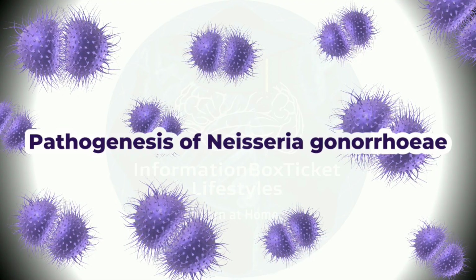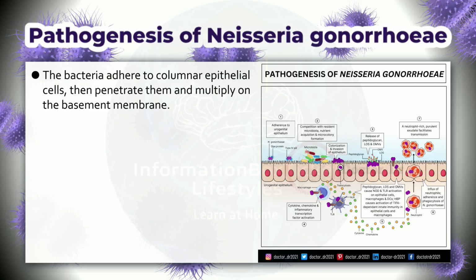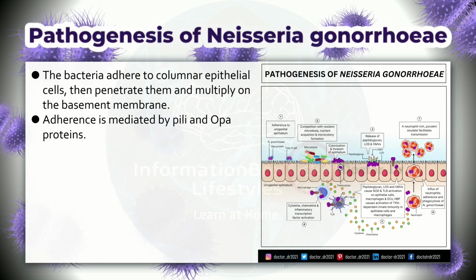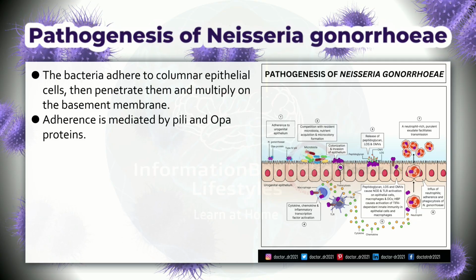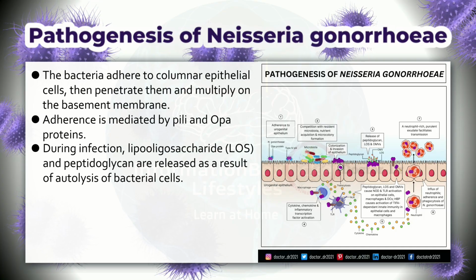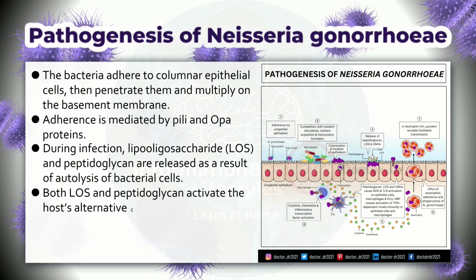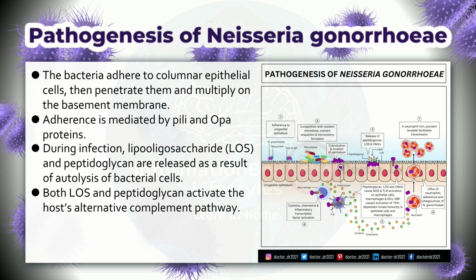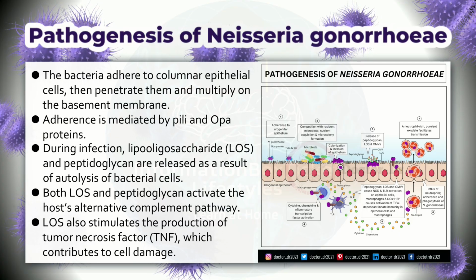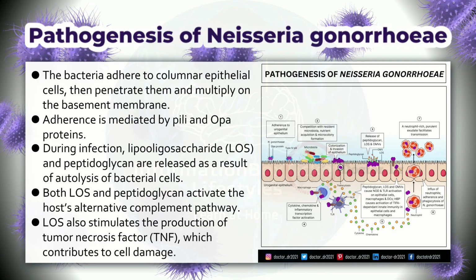Pathogenesis of Neisseria gonorrhoeae. The bacteria adhere to columnar epithelial cells, then penetrate them and multiply on the basement membrane. Adherence is mediated by pili and Opa proteins. During infection, lipo-oligosaccharide and peptidoglycan are released as a result of autolysis of bacterial cells. Both lipo-oligosaccharide and peptidoglycan activate the host's alternative complement pathway. Lipo-oligosaccharide also stimulates the production of tumor necrosis factor, which contributes to cell damage.